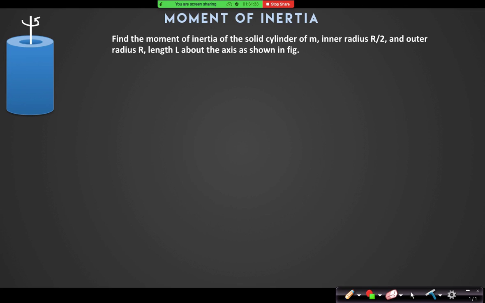How do I solve it? We can take the mass of that entire cylinder without the hollow part. It will be 4m by 3. The mass of the part that was carved out will be m by 3. If I say there is a solid complete cylinder of radius r, length L, and its mass is m, then m is equal to the density into pi r square into L.